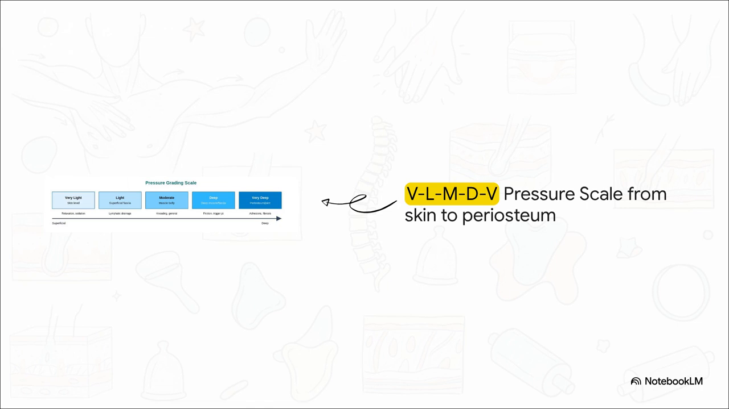And here is your pressure grading scale, VLMDV. That's very light, light, moderate, deep, and very deep. This progresses from the skin level all the way down to the periosteum. Listen, pressure always begins light. You need to constantly read your patient's nonverbal cues. Look for any muscle guarding or breath holding. Only progress to the deep fascia once you have actually assessed the tissue's tolerance.